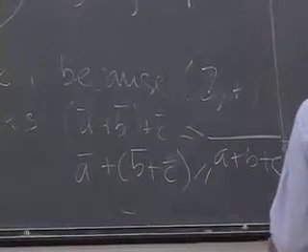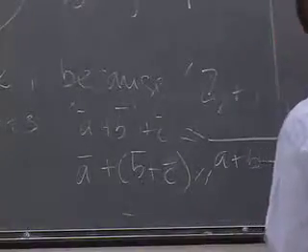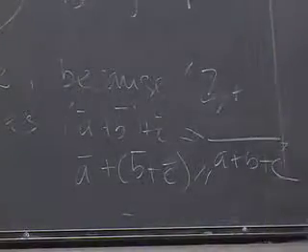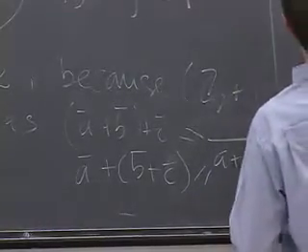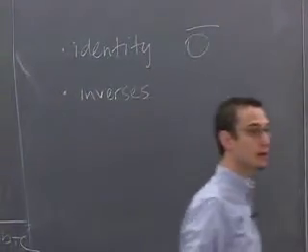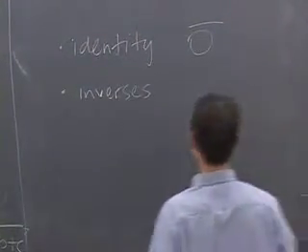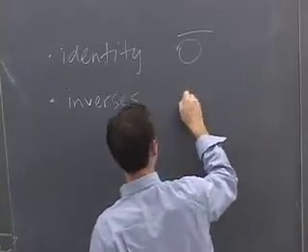The thing has an identity element. What is it? The class of 0. It has inverses. N minus A. Sorry? N minus A bar. Absolutely. There are a couple of different ways of writing it. So the inverse of A bar.